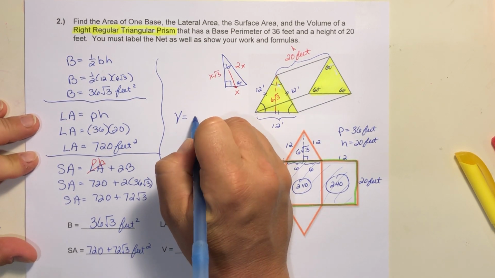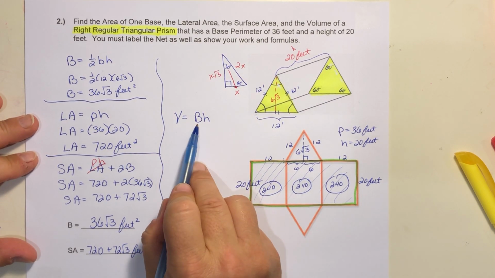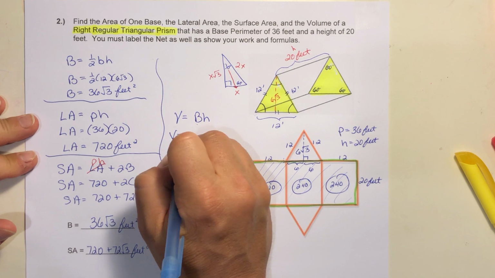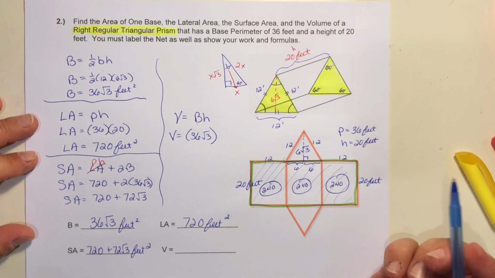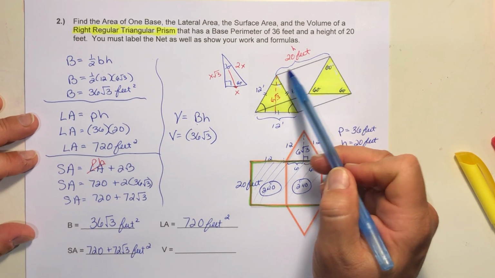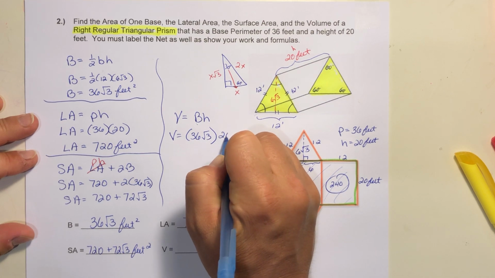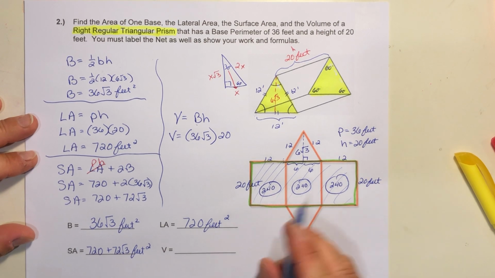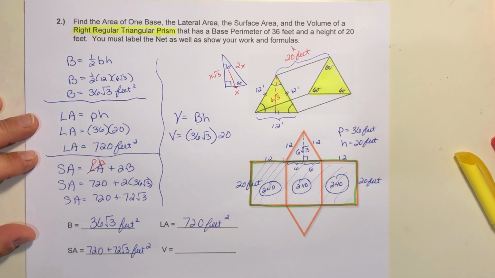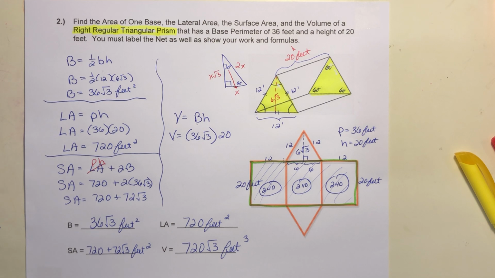Volume for any prism is going to be capital BH. Be careful. That is the area of the base. So now I'm going to take the area of the base, which was 36 radical 3, and I'm going to multiply it by how tall the prism is, the distance between the bases, which will be 20. Okay? All righty. So let's see. So in this case here, I'm going to get 720 radical 3 feet cubed.